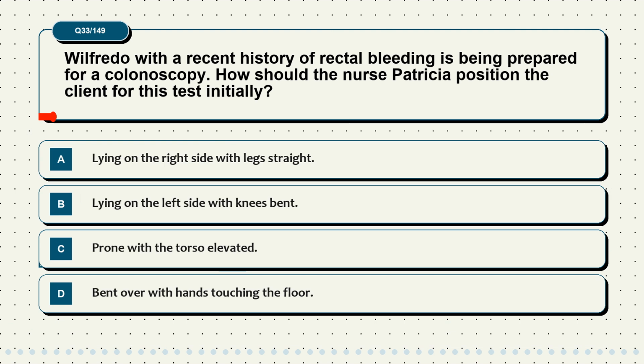Question 33. Wilfrida, with a recent history of rectal bleeding, is being prepared for a colonoscopy. How should the nurse Patricia position the client for this test initially? Here are the options. Option A, lying on the right side with legs straight. Option B, lying on the left side with knees bent. Option C, prone with the torso elevated. Option D, bent over with hands touching the floor.